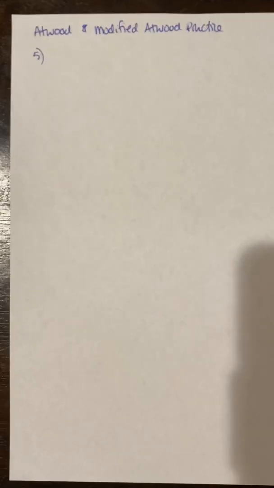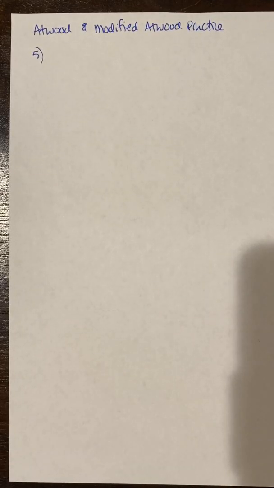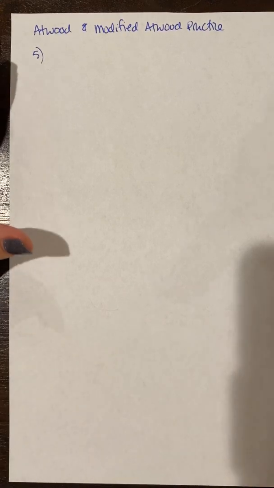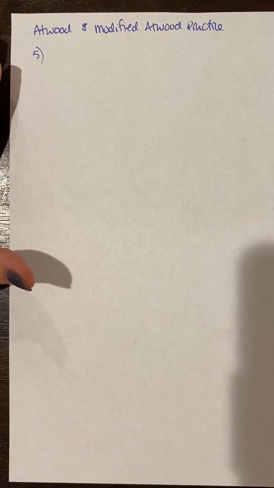All right, I'm going to show you how to do number 5 on the Atwood and modified Atwood practice. We've done 1, 2, 3, 4 in class, and this time we're just adding some friction to our angled table.